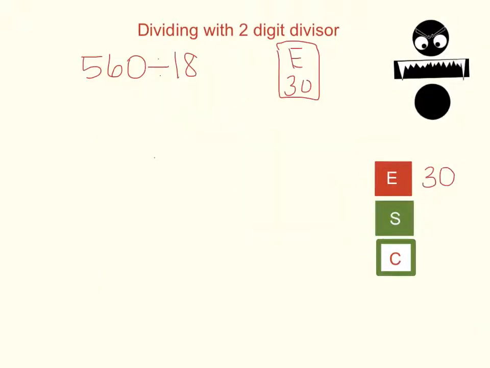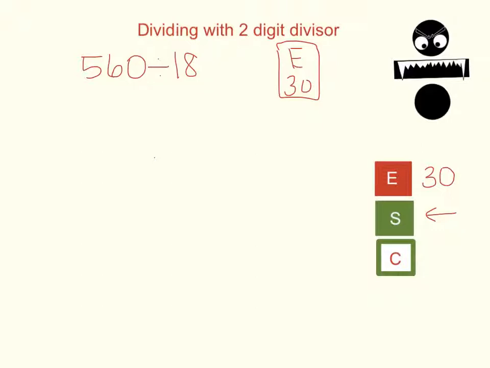Okay, now that we've done our estimate of 30, we are actually going to use that for the first way that you could solve this problem. And we're going on to the S part of this, which is right here where we solve. I'm going to show several different ways that you can do this: the standard algorithm, the partial quotients, the area model, and the array.